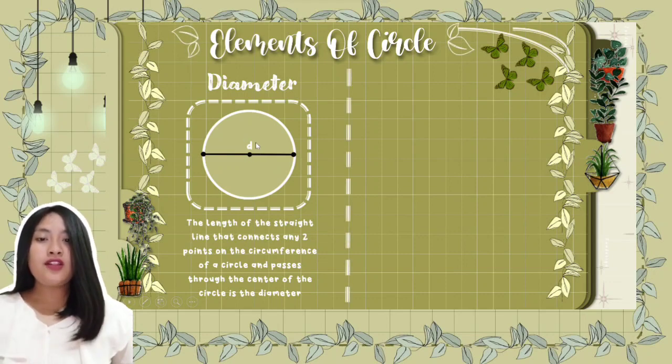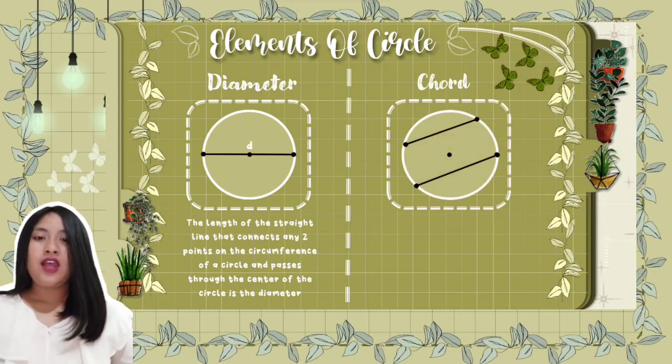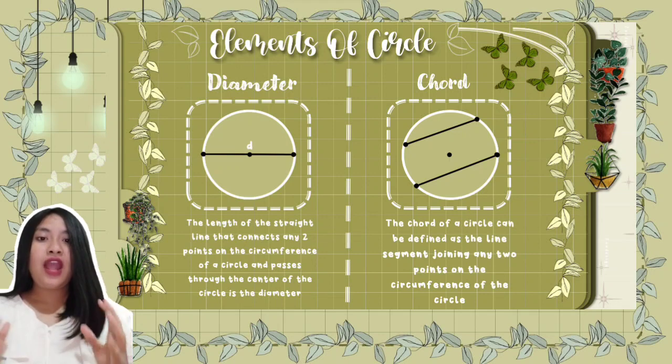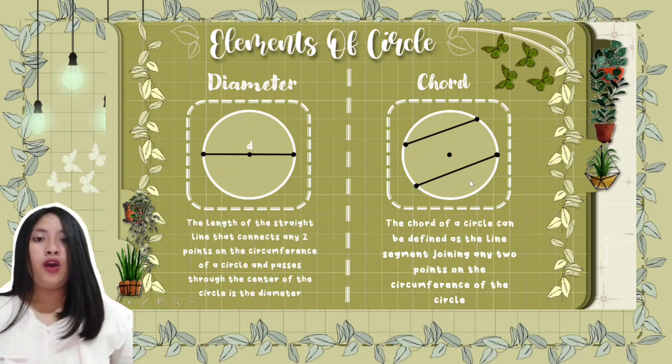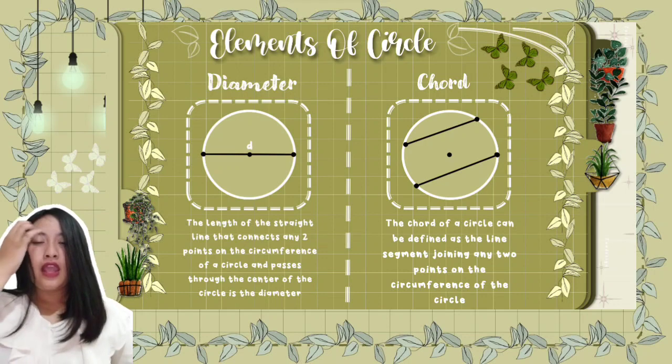Moving on, another concept we need to know is that of chords in circles. They are line segments which have the endpoints lying on the boundary of the circle, like this one or this one. Both are called chords as the endpoints lie on the boundary of the circle.